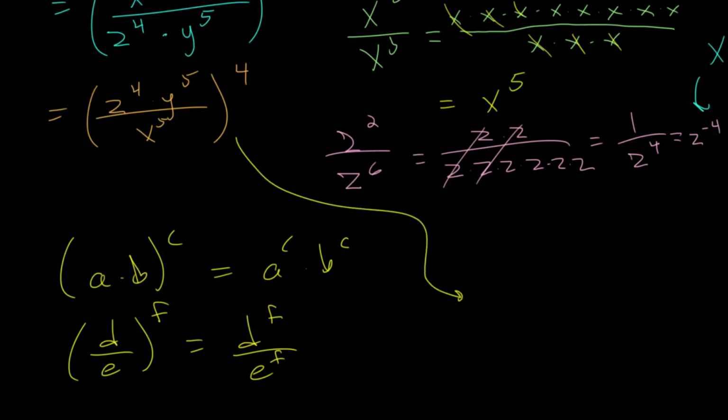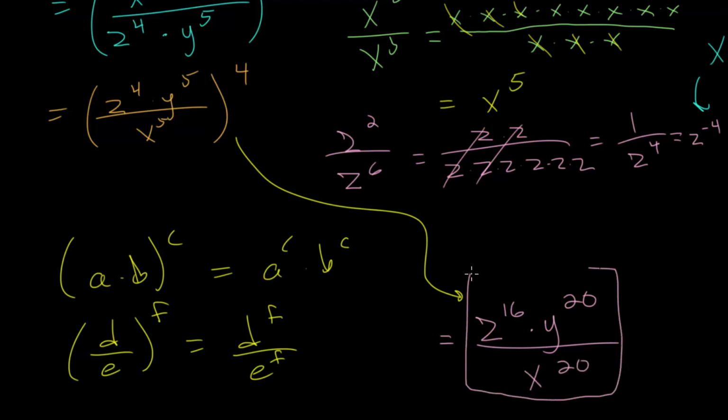So we can write our final answer down here. This will become z to the 4th to the 4th, and an exponent to an exponent we multiply, so that's z to the 16th. Then we have y to the 5th to the 4th, and 5 times 4, that's 20, so we get y to the 20th. And lastly, in the denominator, we have x to the 5th to the 4th, and we know 5 times 4 is 20. So this right here will be our final answer.